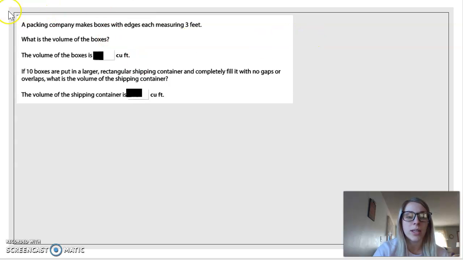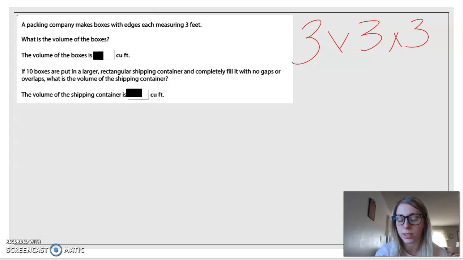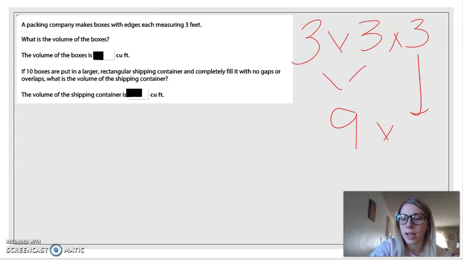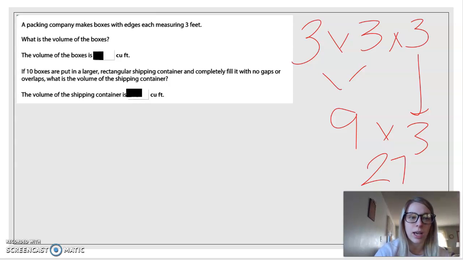All right, so this one is a little bit tricky as well. It says a packing company makes boxes with edges measuring 3 feet, okay? So that means it's going to be 3 by 3 by 3 because that's how the boxes are, okay? Now it says, what is the volume of the boxes? So if we do 3 times 3, that gives us 9. 9 times 3 gives us 27, okay? So let's see if that is the correct answer there.